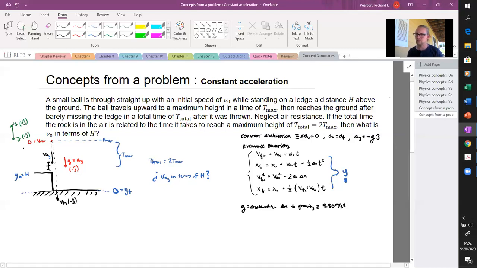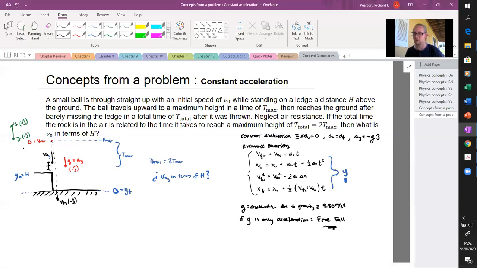So we have acceleration that is constant. If the acceleration due to gravity is the only acceleration, then we have a special circumstance where this is called free fall. So if gravity is the only acceleration that's acting on some object, then we are in what's called free fall, which is nice because there's going to be lots of situations where we are in free fall. But this is one situation.